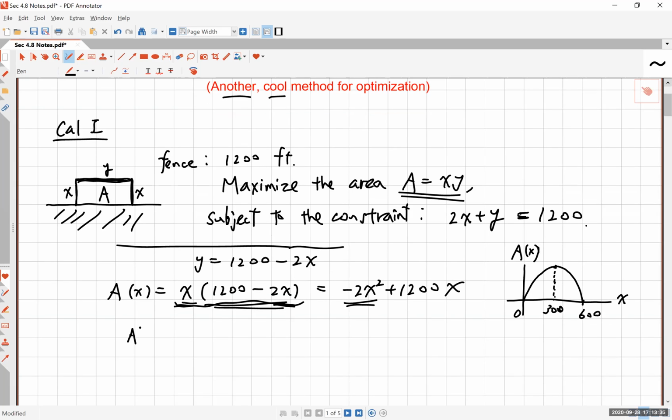Or you can just take the derivative and find that the maximum must be 300, because the derivative is negative 4x plus 1,200. Set that equal to 0, and x has to be 300.